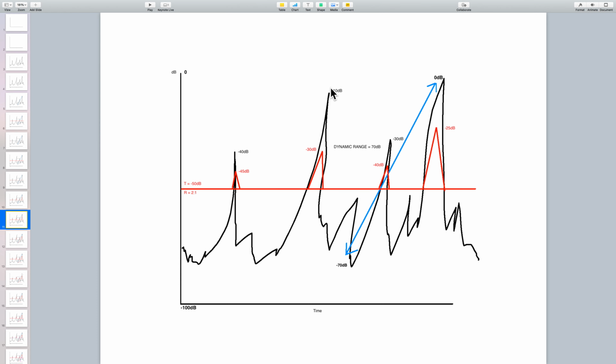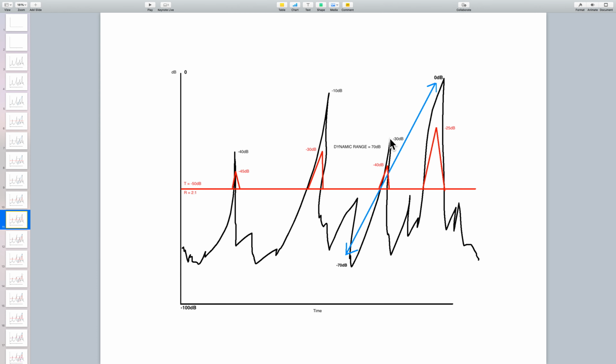Couple parts in this equation. Let's go over this again. Minus 10 is 40 dB above the threshold. At a 2-to-1 ratio, we cut that in half. So now it's 20 dB above the threshold. So that's your first little equation. Then add that 20 to the threshold. So minus 50 plus 20 is minus 30.